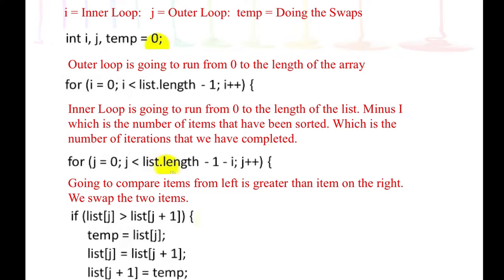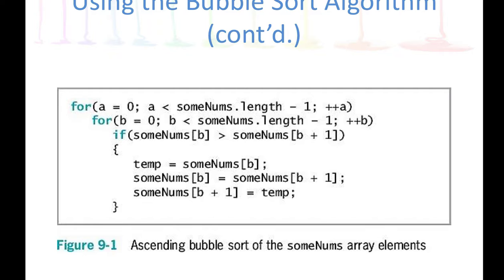Which are the number of iterations that we have completed. So we have for j equals 0, j is less than list.length minus 1 minus the i value, and then j++. So as you move down here, we're going to compare items: if the item on the left is greater than the item on the right, we want to swap items around.